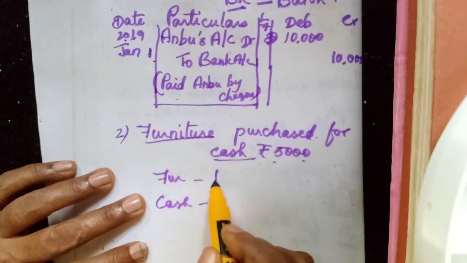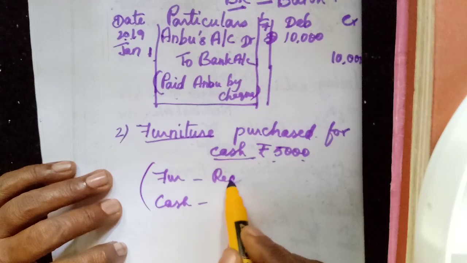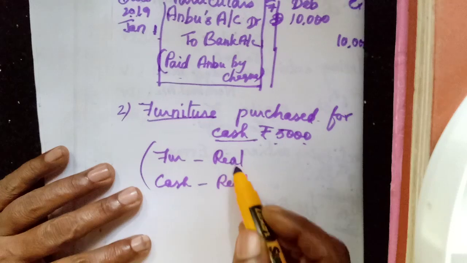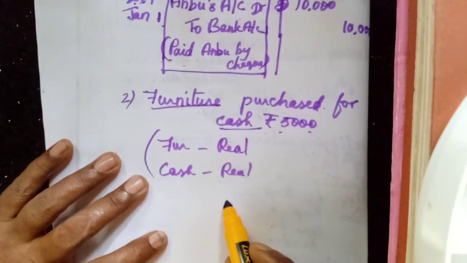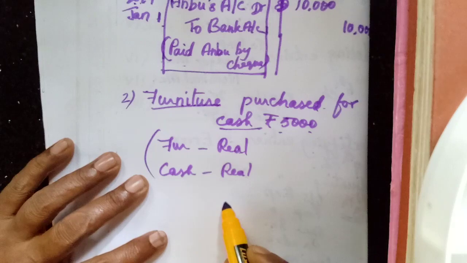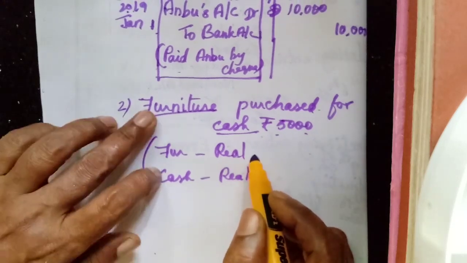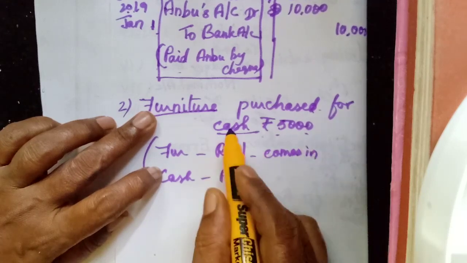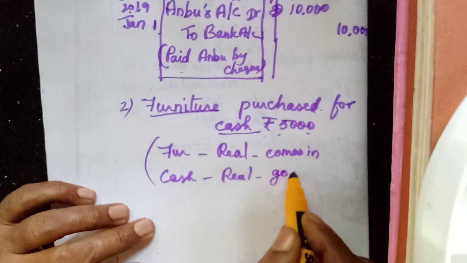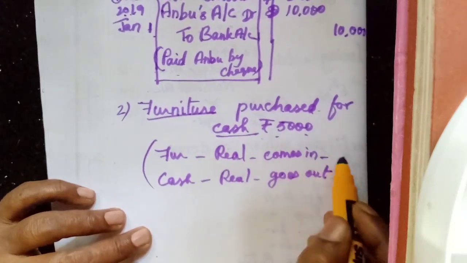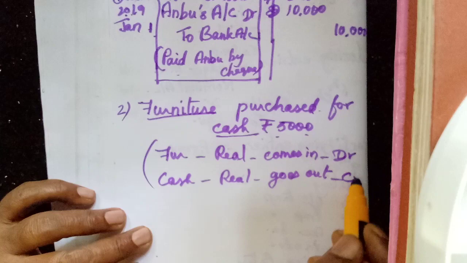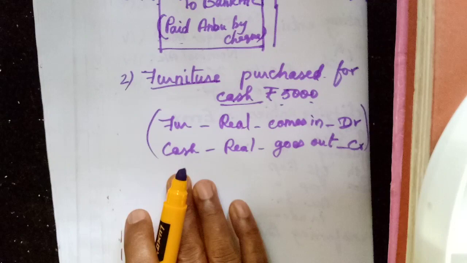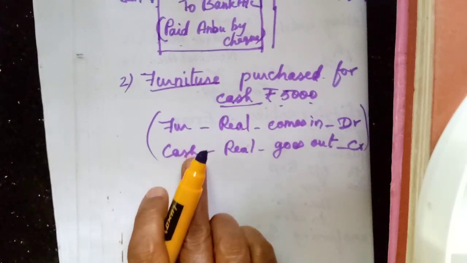Both are which account? Real account. Okay, no need to write this. This also is a real account. Then for a real account, what is the rule? Debit what comes in, credit what goes out. Furniture is coming in, isn't it? So comes in. Cash is going out. So what comes in should be debited, what goes out should be credited. This we have to do in our mind. In a rough paper you can write this and see.